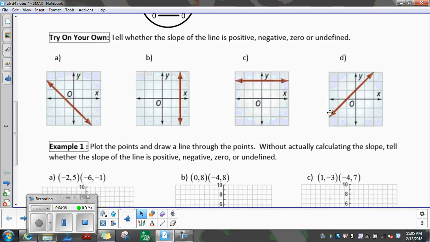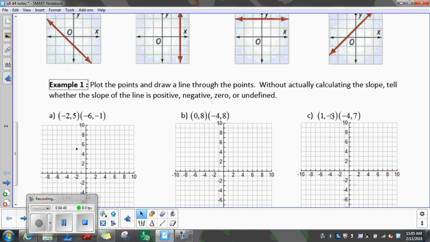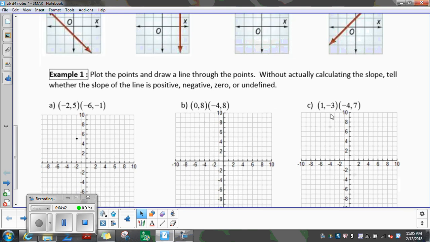It's up to you. We're going to move on to example 1. Example 1 is to plot the points and draw a line through the points without actually calculating the slope. So we're not going to do rise or run or anything. We're just going to tell if the slope is positive, negative, zero, or undefined based on the direction that it's going.